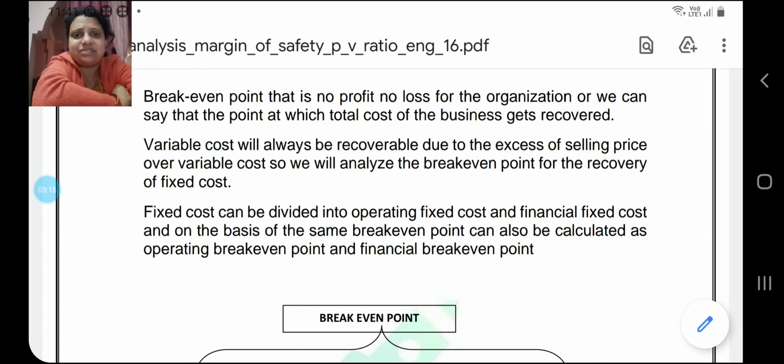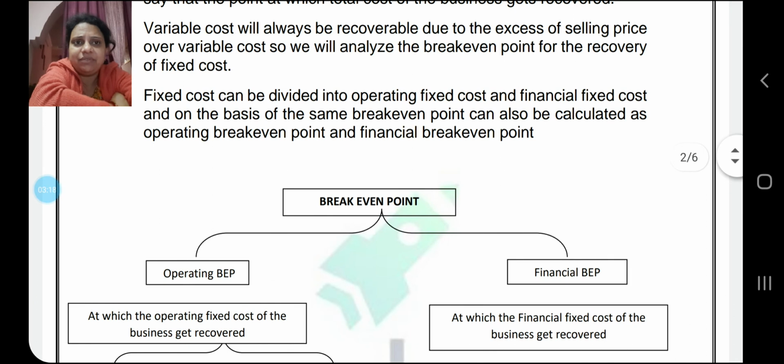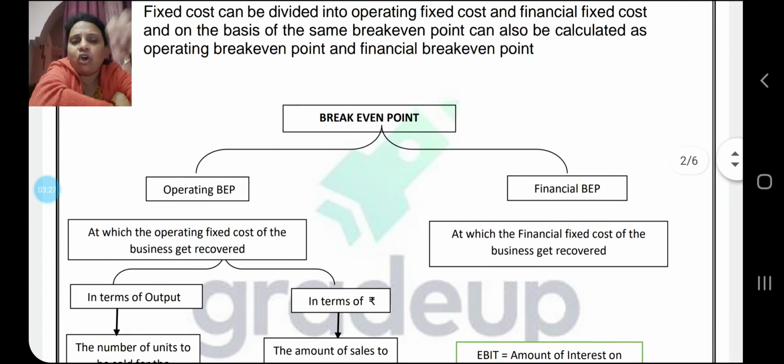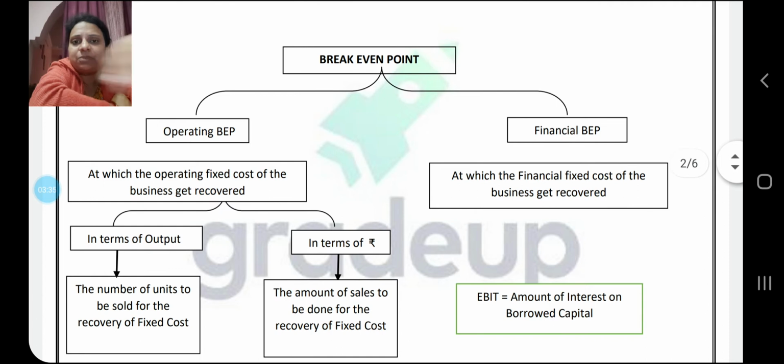Now, fixed cost, as we know, can be divided into operating fixed cost and financial fixed cost, and on that basis of break-even point we can calculate the operating break-even and the financial break-even. Operating means the one in which fixed cost of the business can be recovered, whether in terms of output or in terms of rupees. In terms of output means we are talking about the number of units which is required to be sold in order to recover the fixed cost. And if I'm talking about in terms of rupees, obviously the amount of sales which is to be done in order to recover your fixed cost.